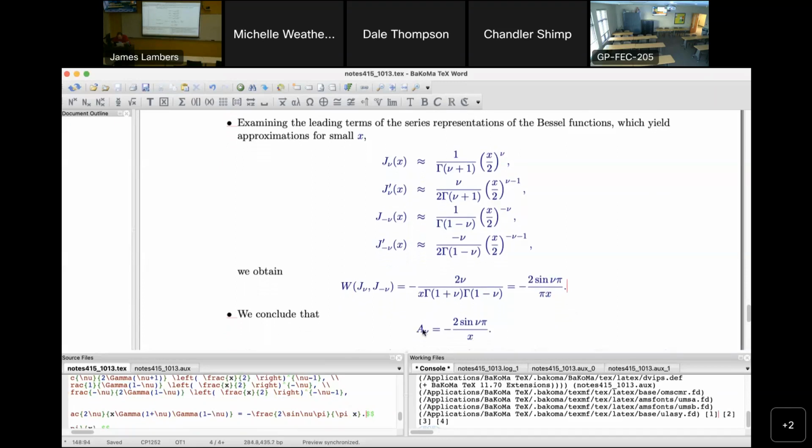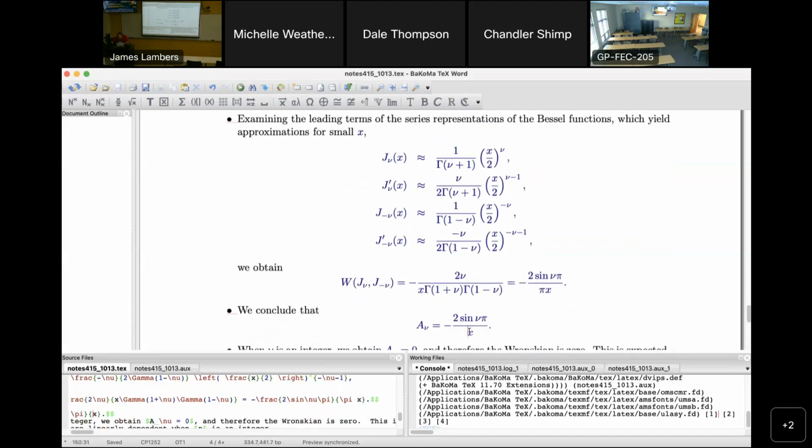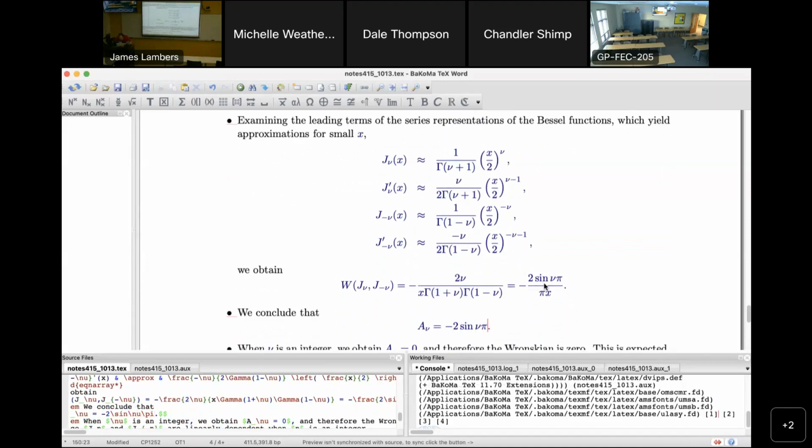So now we have a value for A nu: minus 2 sine of nu pi over pi. Oh, wait a minute. That x shouldn't be there. I feel less grateful to past me than I normally am. Yeah, because the whole Wronskian is this, but this is A nu over x.